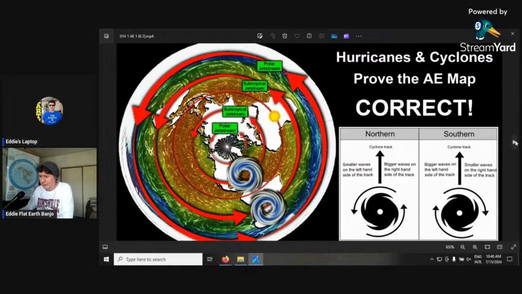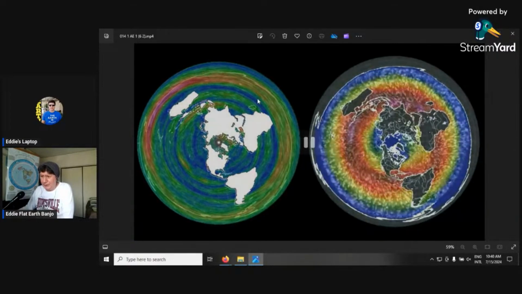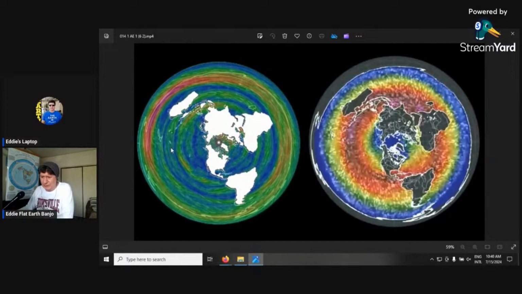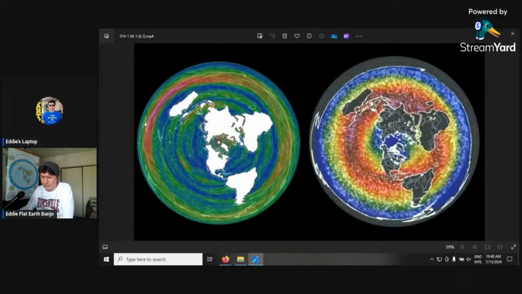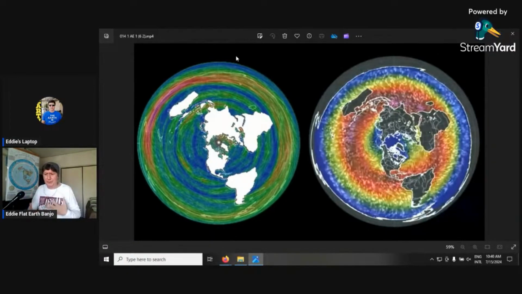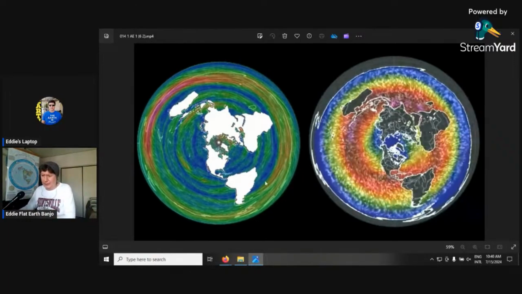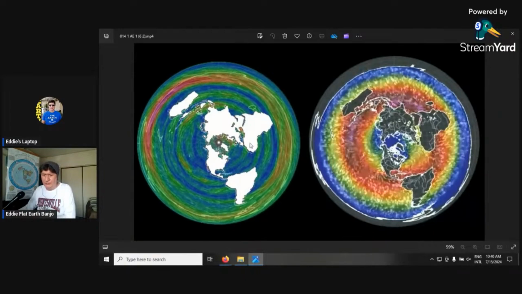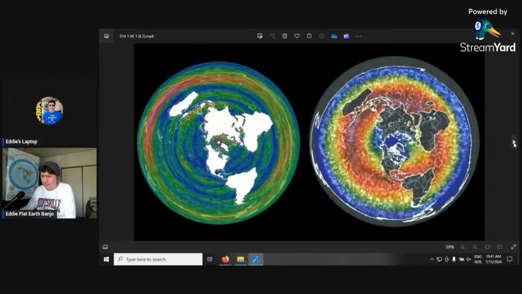Right? And I have this animation here. Right here, this is what I mean. You see the winds go in both directions. You have some that we call trade winds, and we have the ones going, the jet streams, right here. So there is friction with these two winds, combined with temperature, and that's what causes the cyclones here and the hurricanes in this region, right? Once more, the AE map proves to be correct.